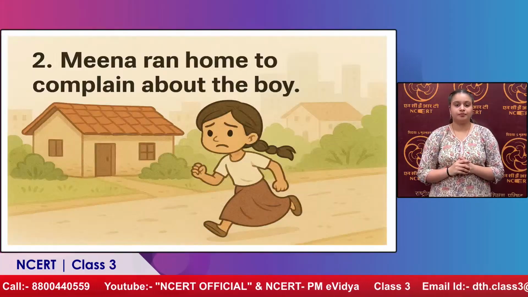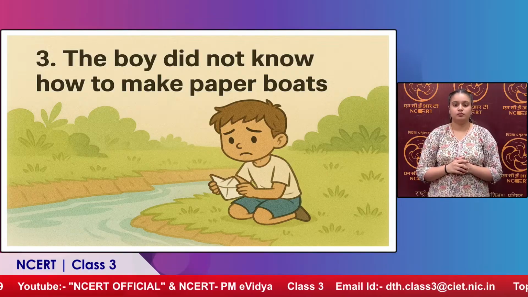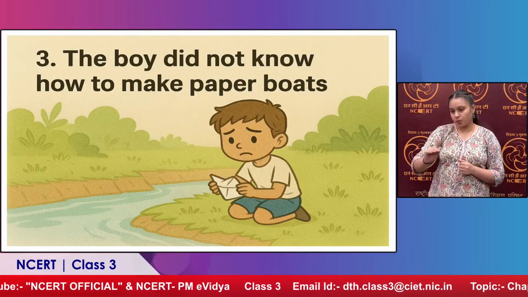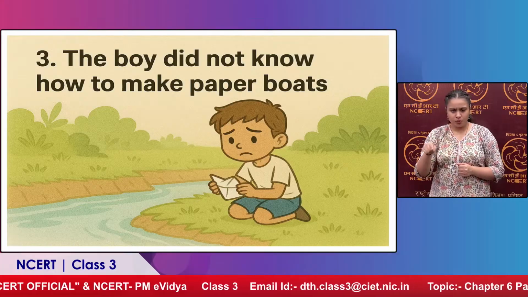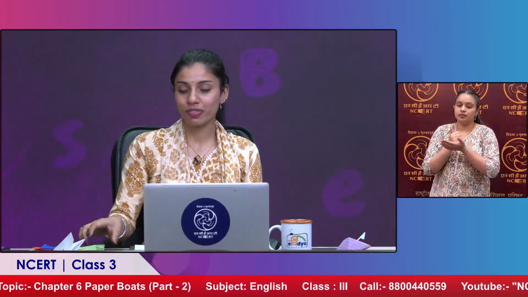Okay, next statement. We can see a boy and he is very sad. The statement is, the boy did not know how to make paper boats. Is this statement correct or incorrect? It's true. Yes, absolutely. The boy was unable to make paper boats. He didn't know how to fold the paper to make it into a paper boat, and therefore he asked Meena to help him. And later on, Meena was kind enough that she helped the little boy also.